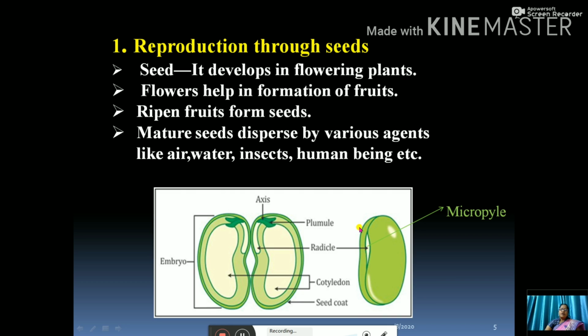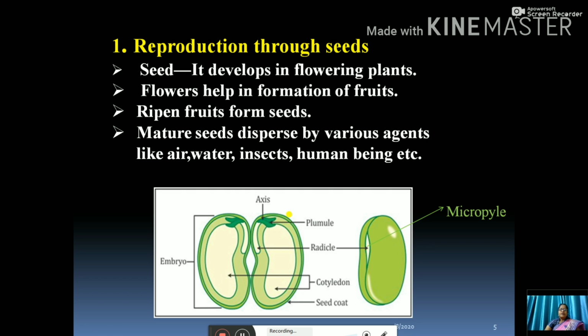At your home also there are so many kinds of seed and you can watch that. And very minutely you will see that in this area there is a small hole present. This is known as micropyle. What is the meaning of micropyle? This micropyle is a small hole. This allows water to enter inside the seed.